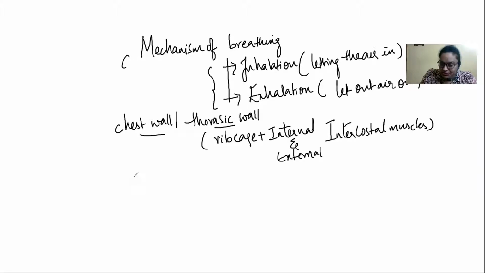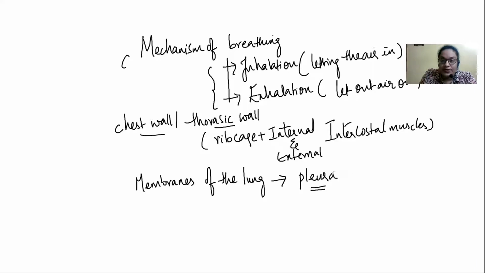Now what I'll do is introduce you to the membranes of the lung. The membranes which wrap up the lung are called the pleura. To look at the pleura anatomically, the pleura is a single membrane, but it folds on itself and forms two membranes. So just remember that when we speak, the pleura are two membranes, but this is actually a single membrane folding over itself.